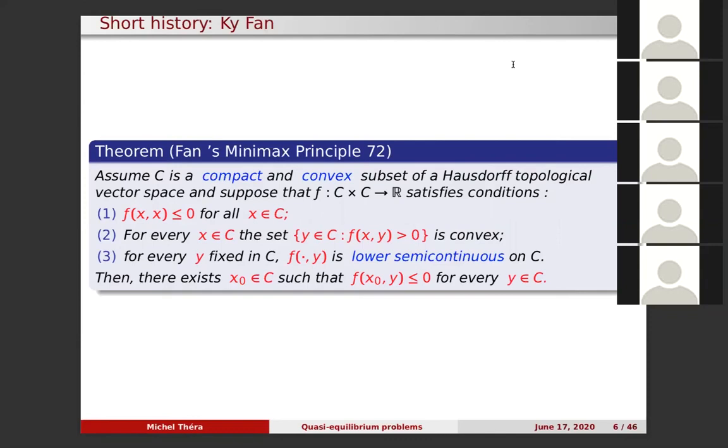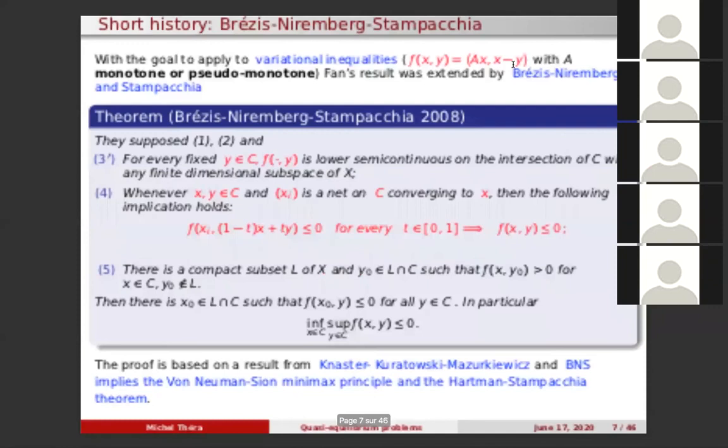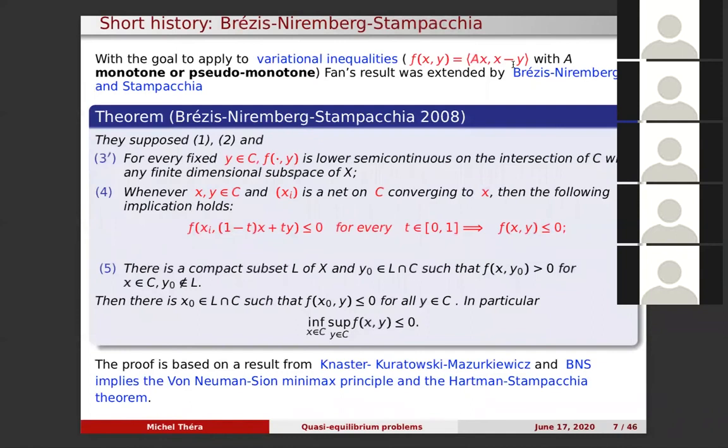And after this result given by Ky Fan, with the goal to apply equilibrium problems to variational inequalities, in this case we replace the function f of x and y by the scalar product, for instance, of Ax with x minus y, where A is an operator which is monotone or pseudo-monotone, or some other kind of monotonicity.